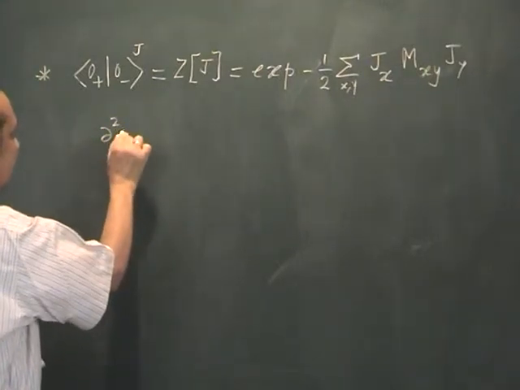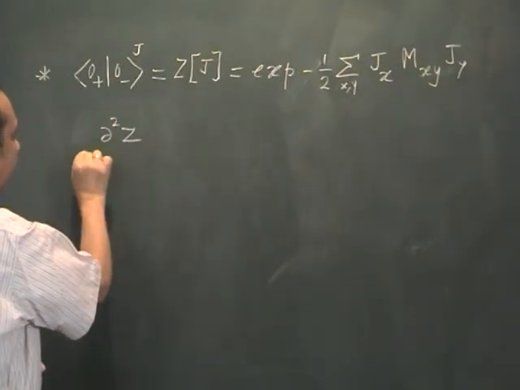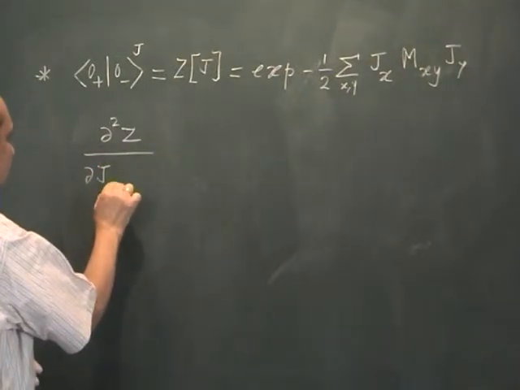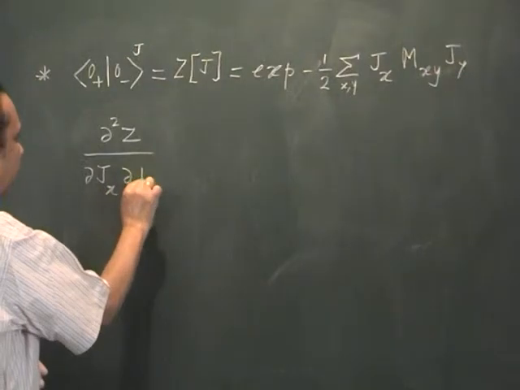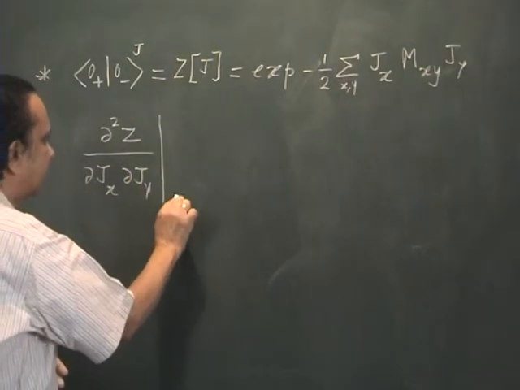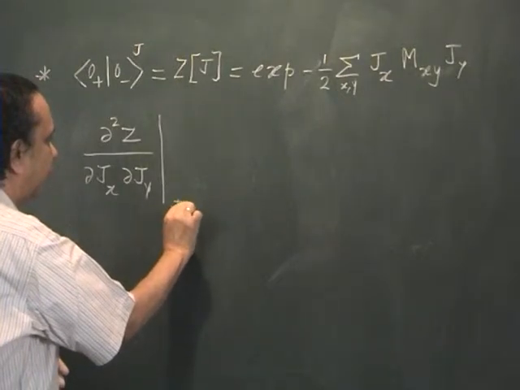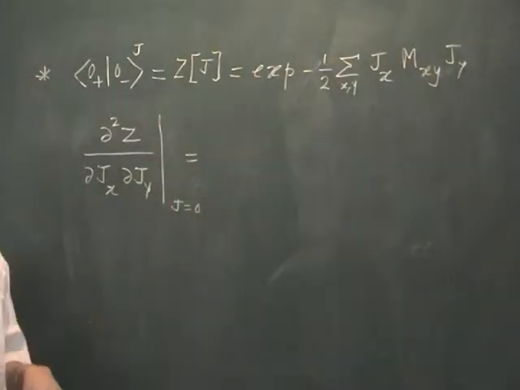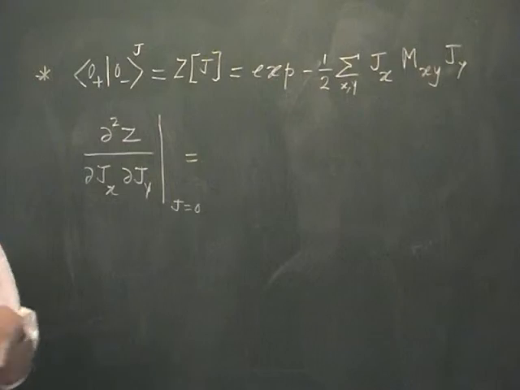D square Z by dJx dJy, evaluated at J equal to 0, all J equal to 0 after the derivative is taken. I want to compute this quantity. Okay? You will see why once we have got the result.